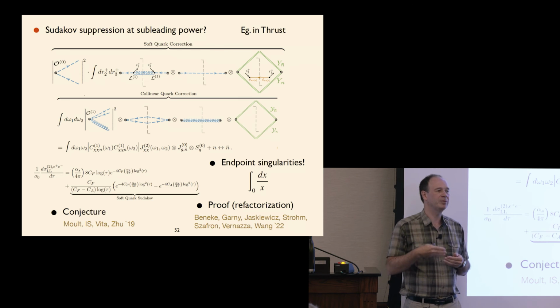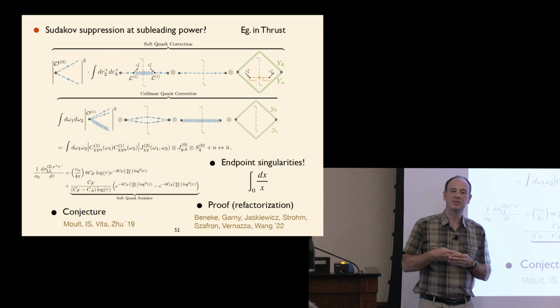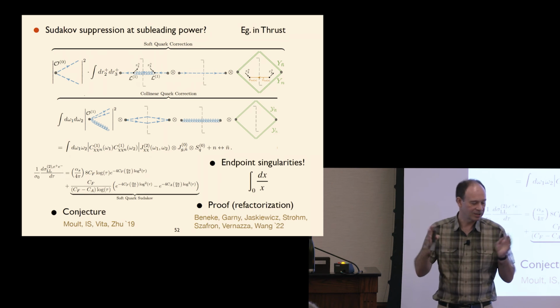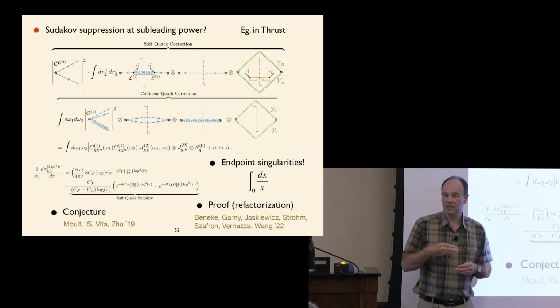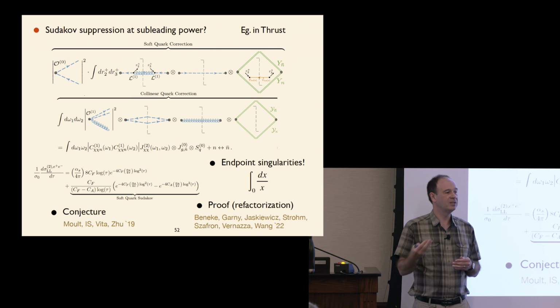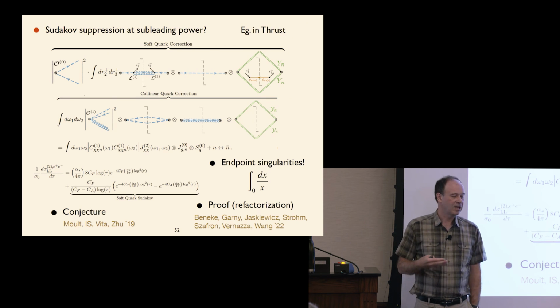And this is something that people have known about for years. It goes back to when people were doing exclusive decays, Brodsky-Lepage, et cetera. People knew that at subleading orders in the expansion, you ran into these types of singularities. And here, we now actually know how to deal with them in SCET. We figured out how to deal with them.